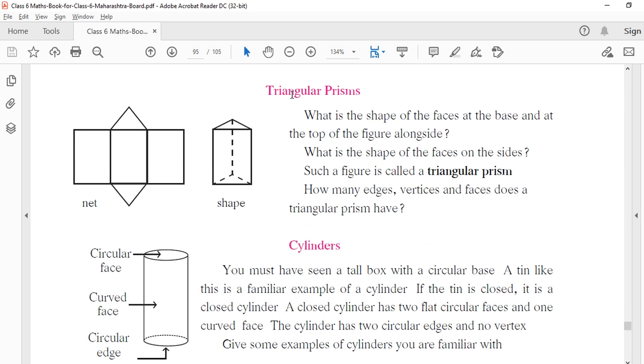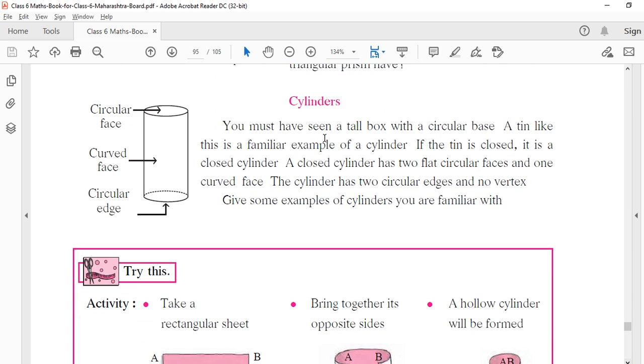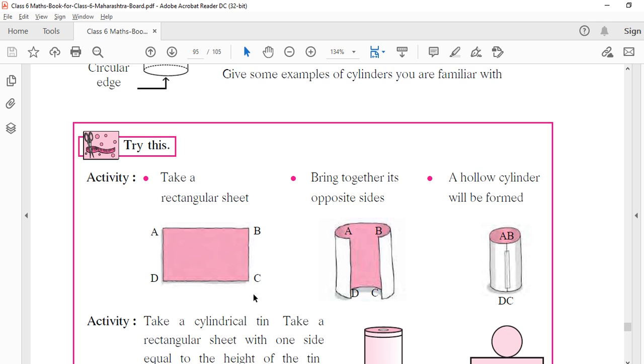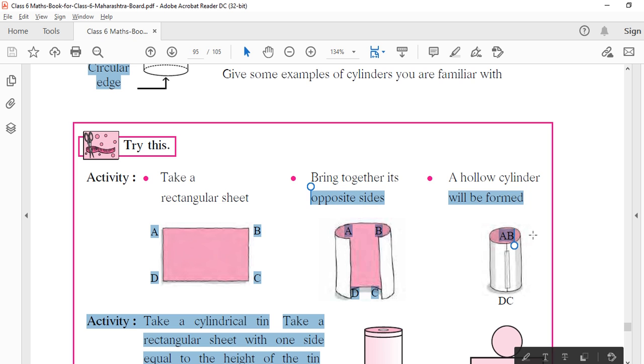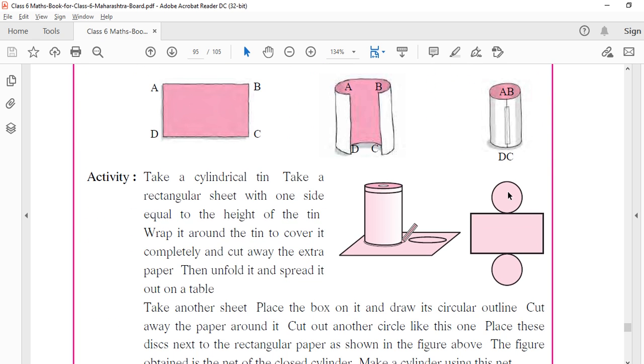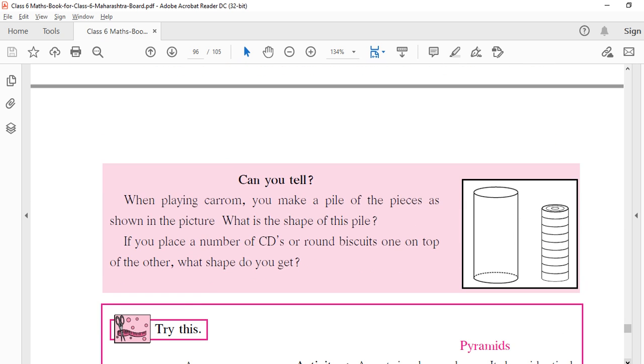Now this is your triangular prism. And this is your cylinder, which is a bit different. Now how to make a cylinder is shown over here. You can take a rectangular piece of paper, fold it and join the opposite sides, and on the top you need to put one circle, and on the bottom one circle. So your cylinder is complete. Let's move ahead.